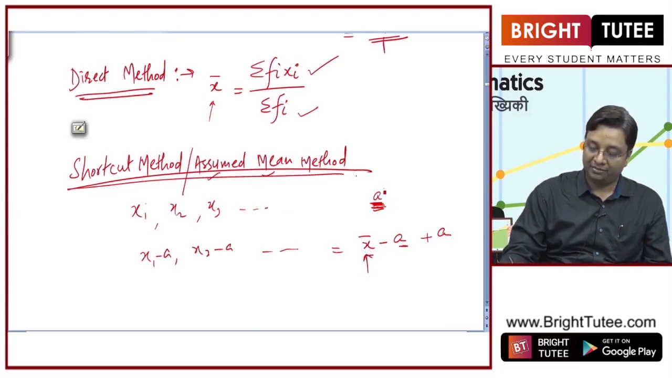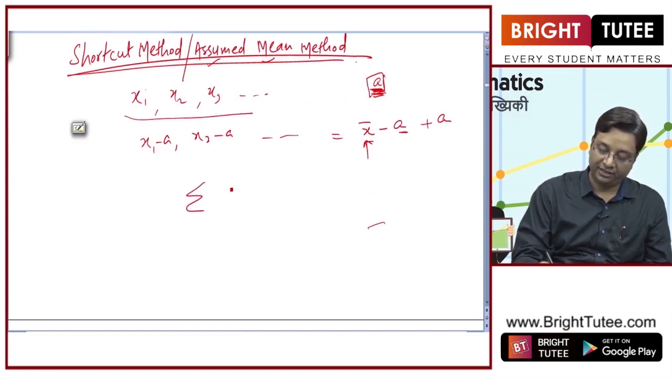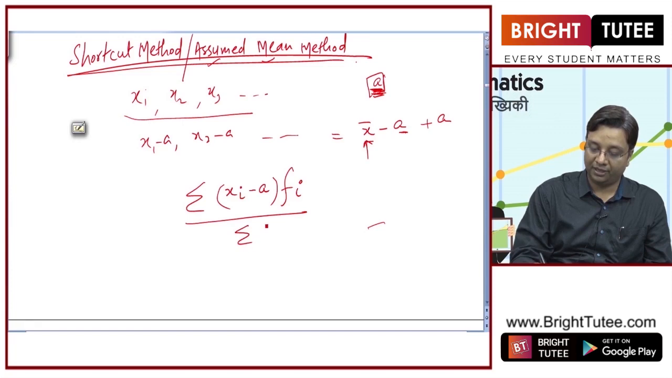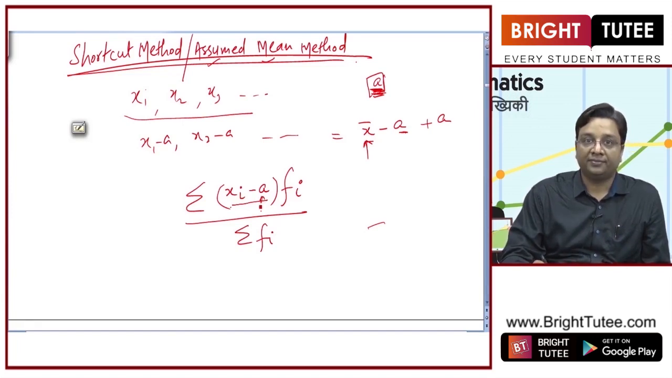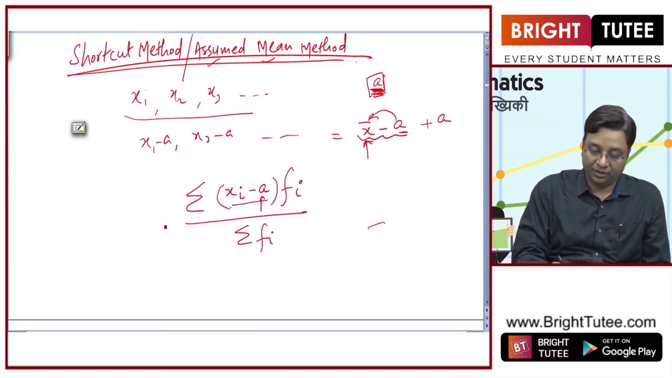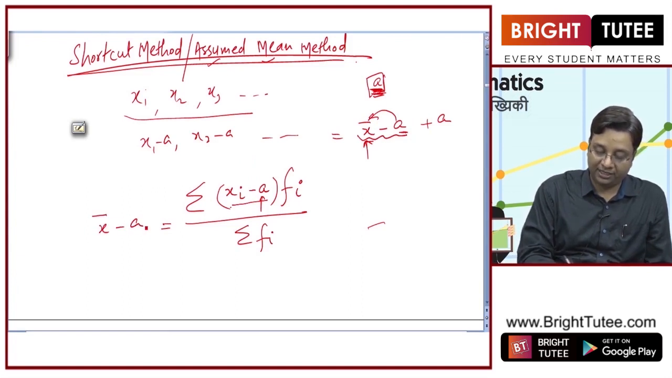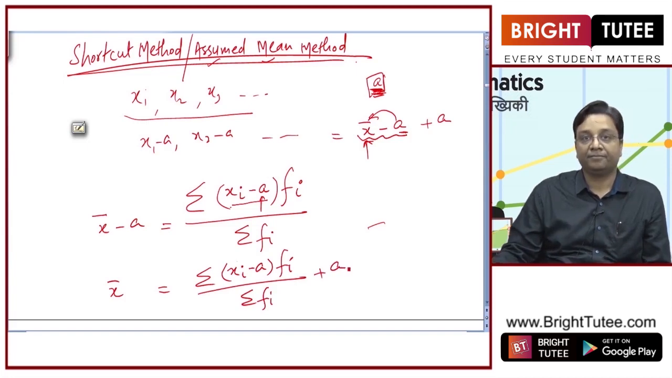Now if I assume a number as my mean and subtract it from this data, for example, if I write sigma xi minus a here, times fi divided by sigma fi, what does it mean? That I have subtracted a from each of these entries, right? So what will be the final effect? It will be lesser by a. So if this was x bar, now it will be x bar minus a. So if I add a on both sides, it will give me x bar again, right? So x bar will be sigma fi times xi minus a divided by sigma fi, plus a.